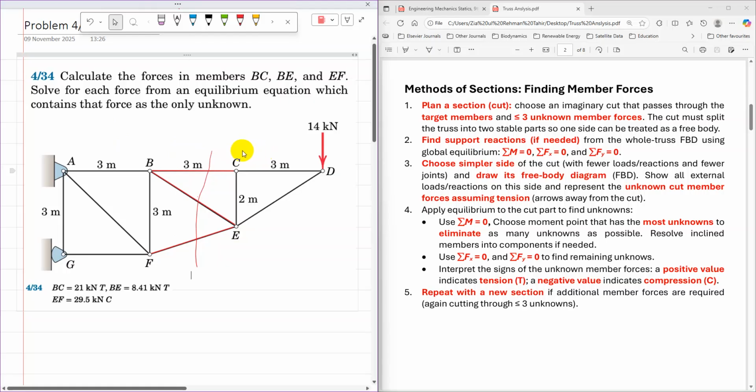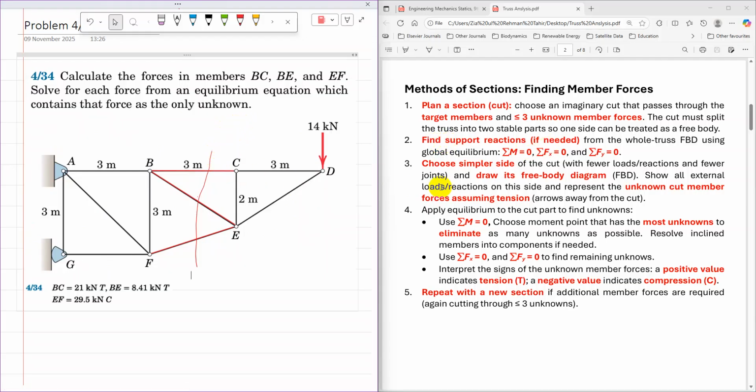The next step is to choose the simpler side of the cut. There are two sides here. On the right side, there is only one load, and the left side contains three reactions, and those three reactions are unknown. So it's possible to solve this right section without finding reactions, so support reactions are not needed there.